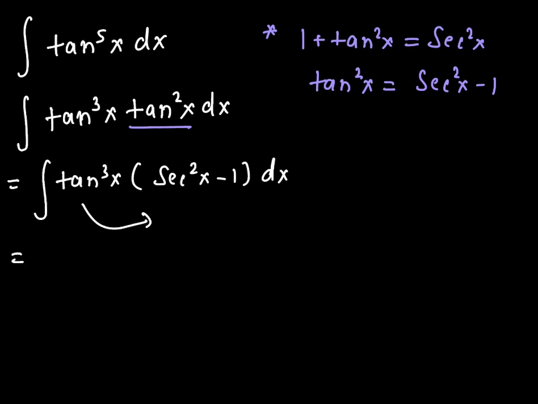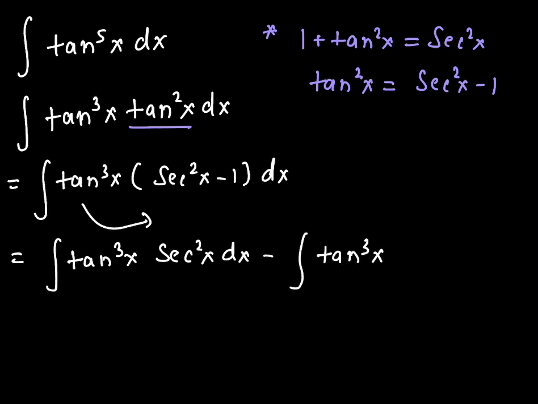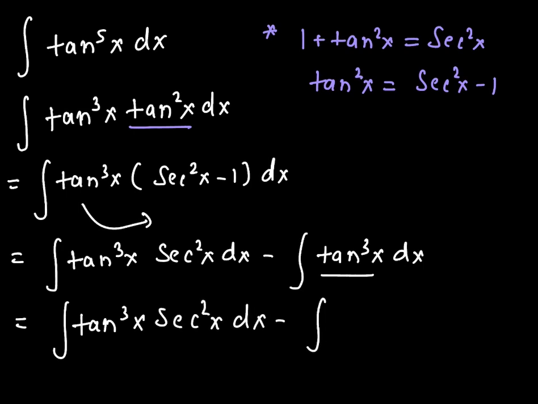Now we're going to multiply this in here, so we would have the integral of tangent cube x into secant square x dx minus the integral of tangent cube x dx. Now we can again expand this tangent cube x, so we're going to have tangent cube x into secant square x dx minus the integral of tangent x into tangent square x dx.